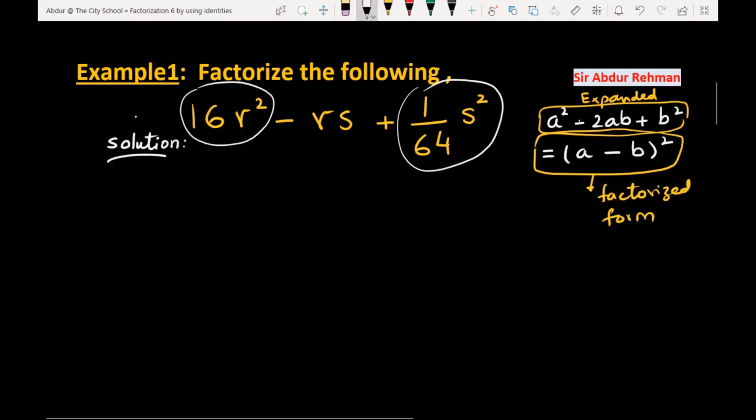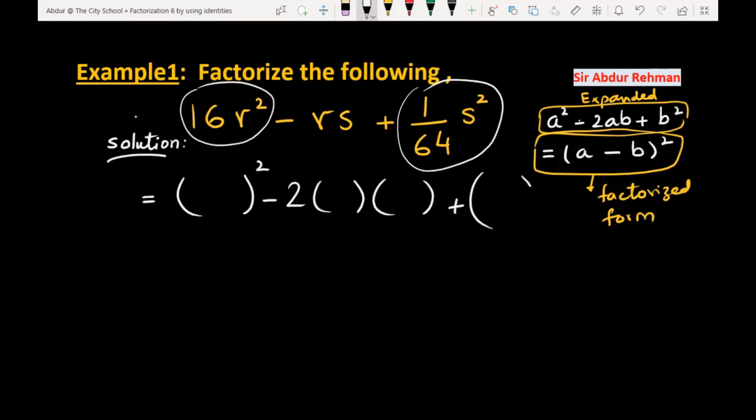the first step is you have to write an empty bracket with a square minus 2ab plus b square. And by putting in the first term, 16r square, you are going to write 4r. And for the last term, 1 over 64s square, you write 1 over 8s. Now, this is a square minus 2ab plus b square. So a is 4r and 1 over 8s is b here.